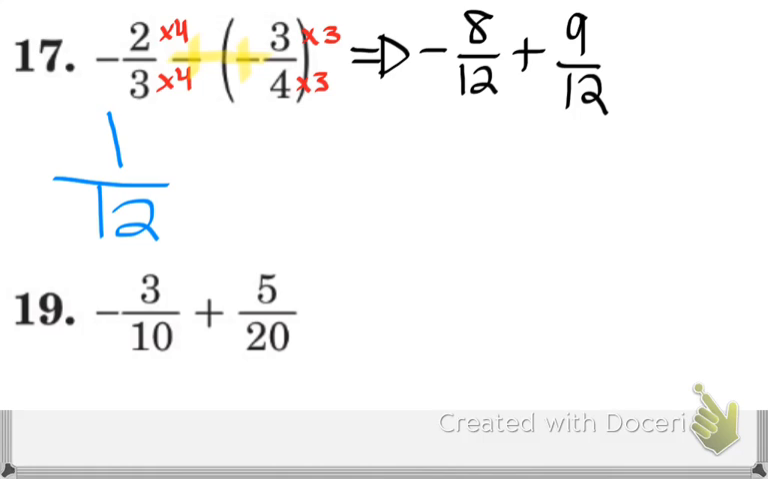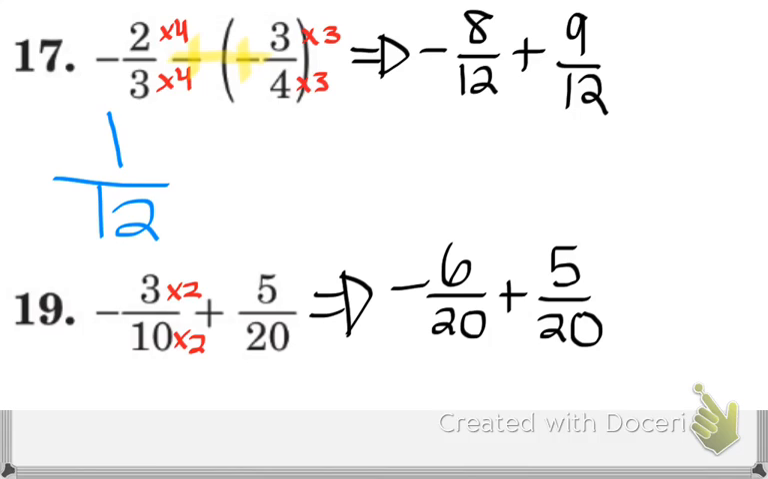Now, number 19. Hit pause and try that one if you haven't done so already. Convert them both to having common denominators. The bottom stays the same, so we have over 20. On the top, negative 6 plus 5. Negative 6 plus 5 is negative 1.